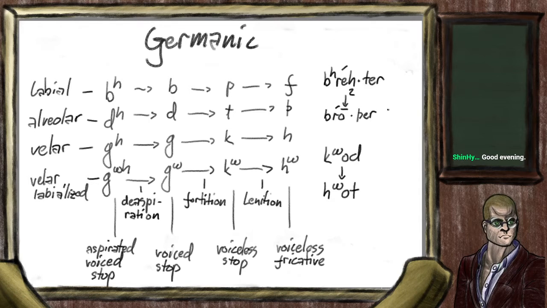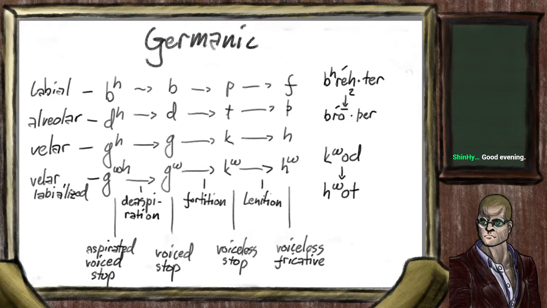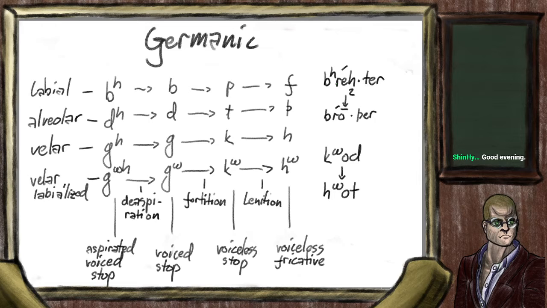I have a couple of examples. For example, brother was begrechter in Proto-Indo-European, and it becomes brother in Proto-Germanic. So here you lose the aspiration, and here you lenite into a fricative.